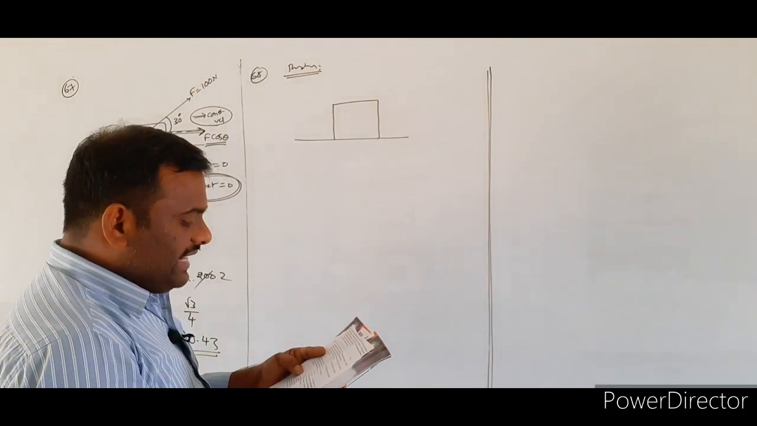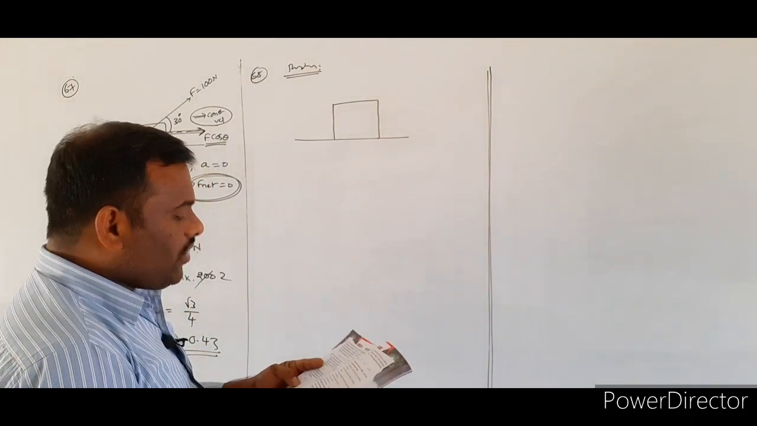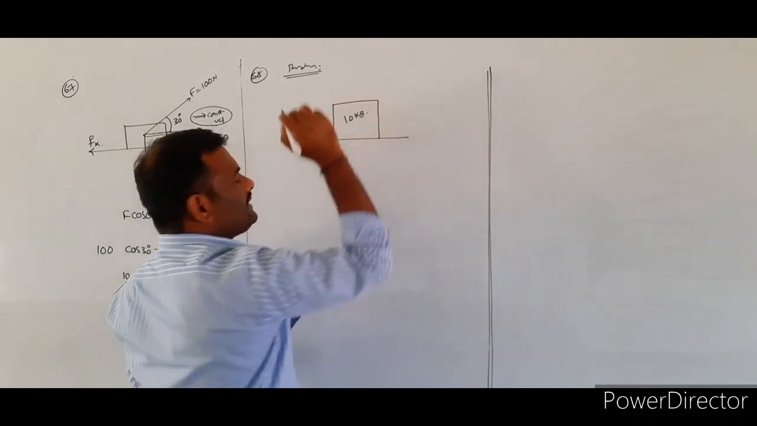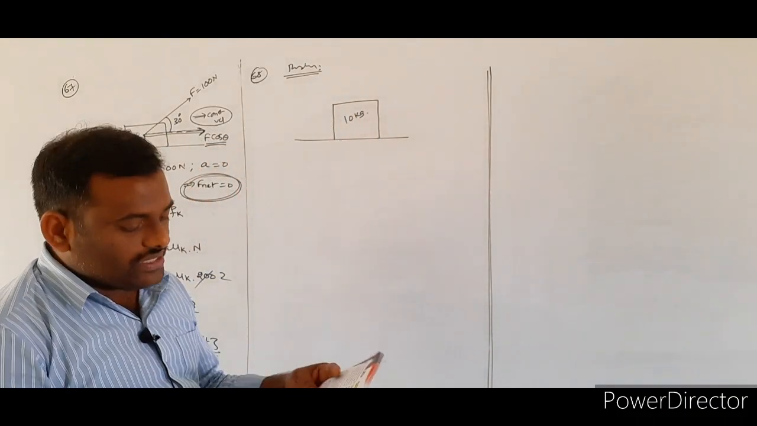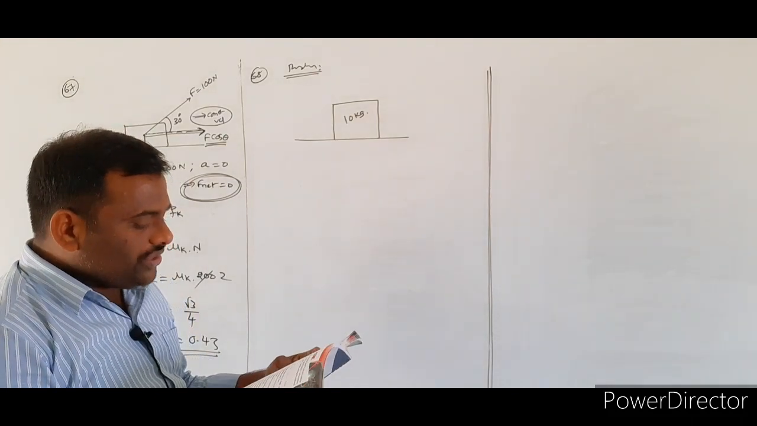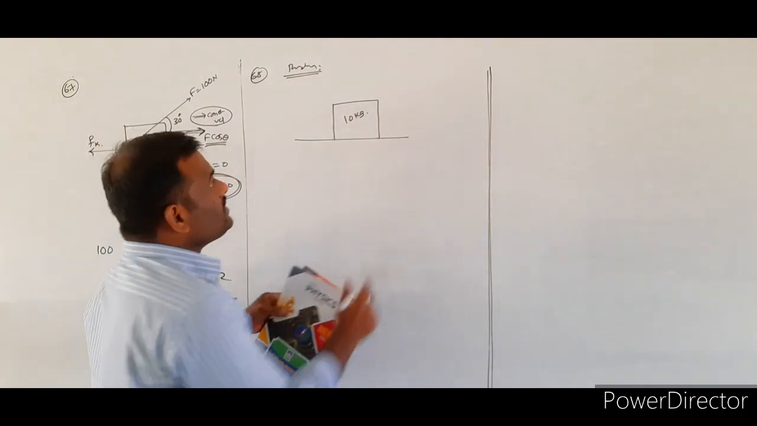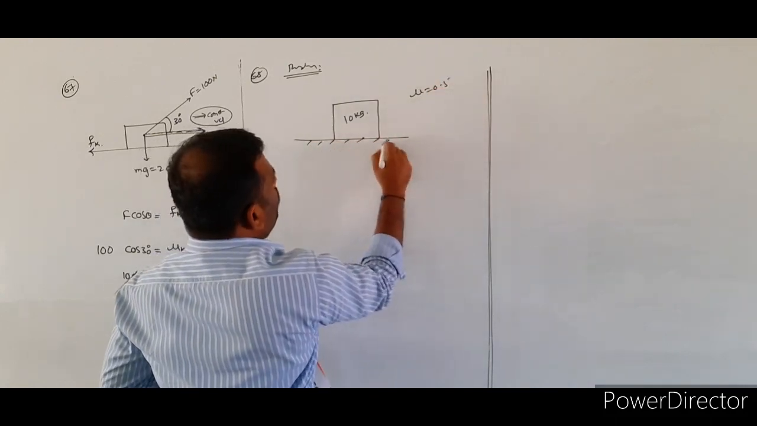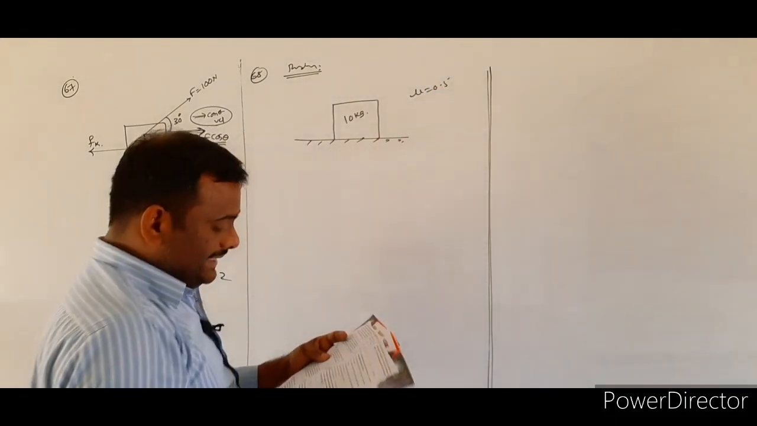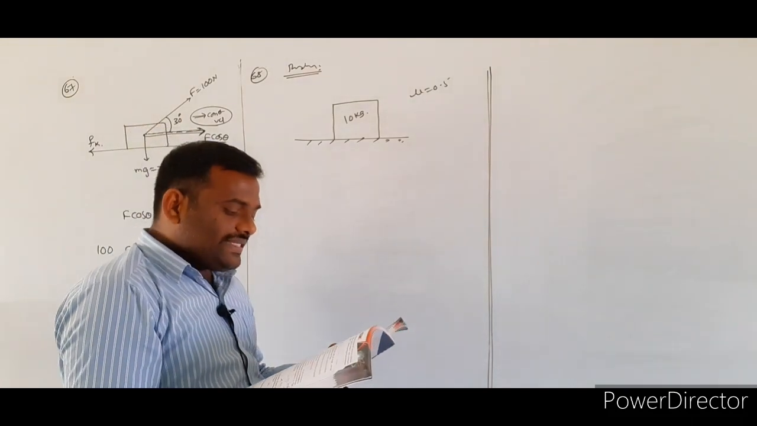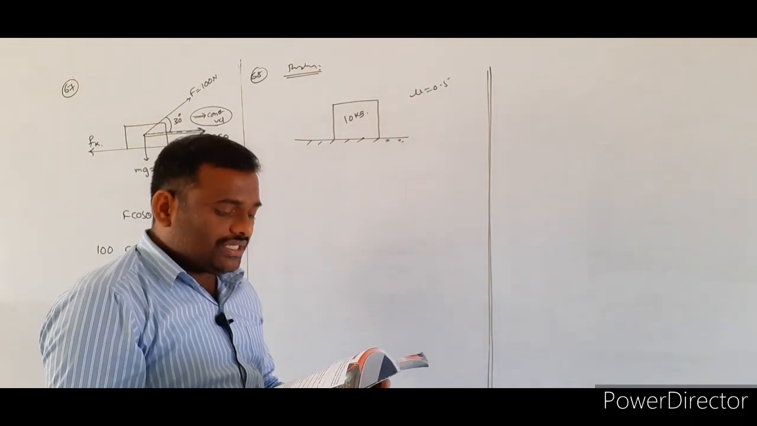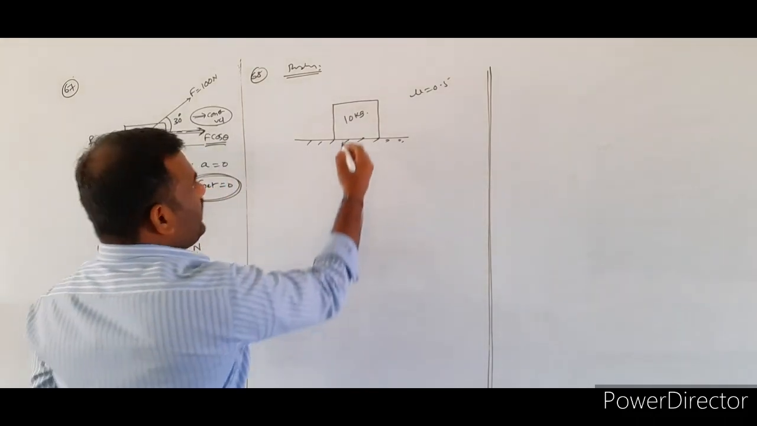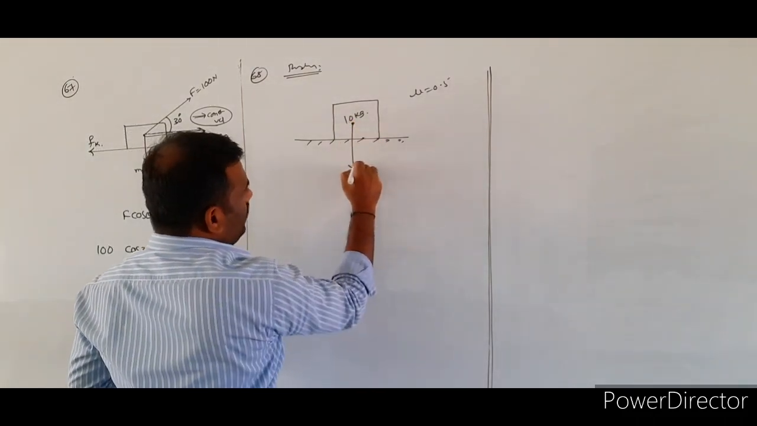A block of weight 10 kg is at rest on the horizontal table. Mass of this given block is equal to what? 10 kg. And the coefficient of friction value will be given by 0.5. Coefficient of friction value is equal to what? 0.5. Now, they told that if a force is acting in the downward direction at 60 degrees with the horizontal. See here, its weight value is equal to what?